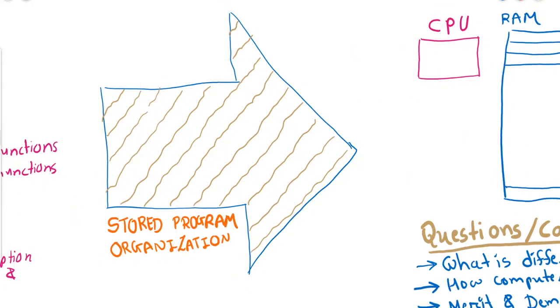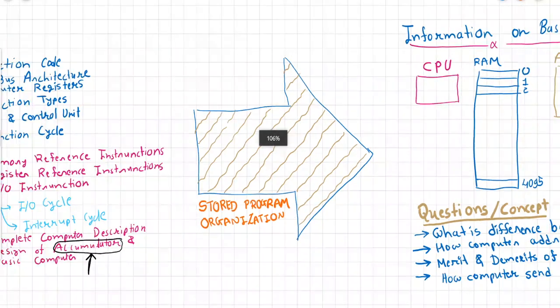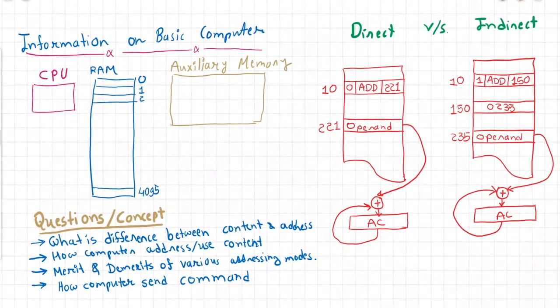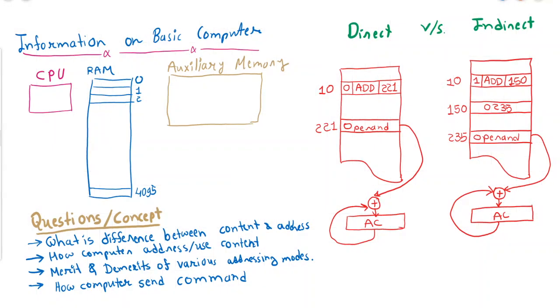Let us see what we are going to discuss today. So let me start today's discussion. Here we will try to understand the very basic computer. As you can see in the figure, a basic computer consists of CPU, then RAM, and then auxiliary memory. Right now we will not focus on auxiliary memory. We will consider only CPU and RAM.